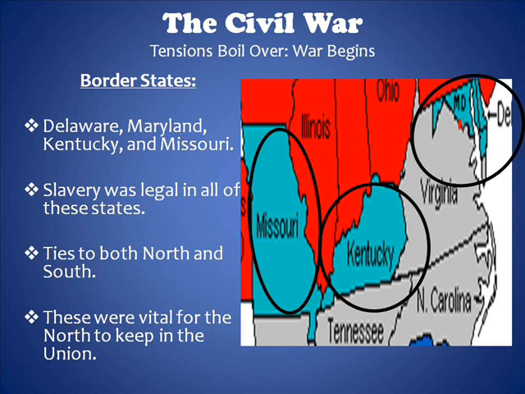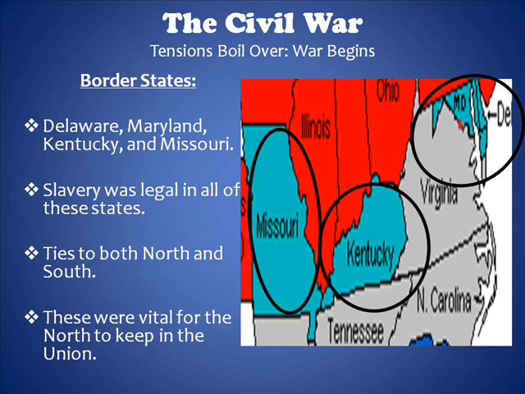Slavery was legal in all of these four states, though none had many enslaved people. And all four had ties to the North and the South. So again, you've got states where slavery is legal. They've got ties to both sides, so where do they go? They were vital to the North, the Union, because they were strategic. Missouri could control parts of the Mississippi River and major routes in the west. Kentucky controlled the Ohio River, and Delaware was close to Philadelphia.